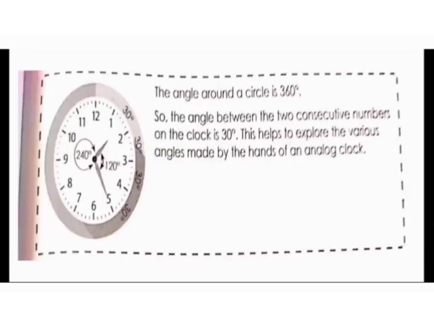The angle around a clock is 360 degree. So the angle between two consecutive numbers is 30 degree on the clock. This helps to explore the various angles made by the hands of an analog clock.